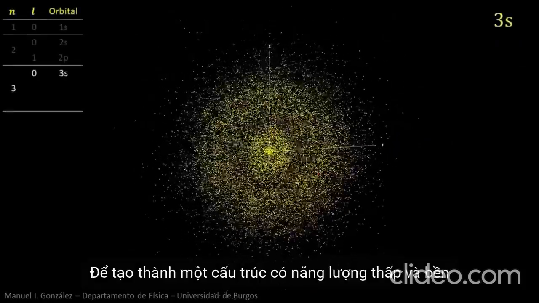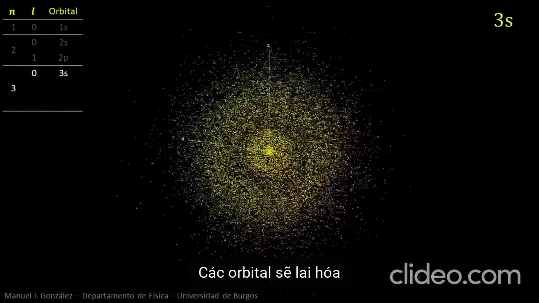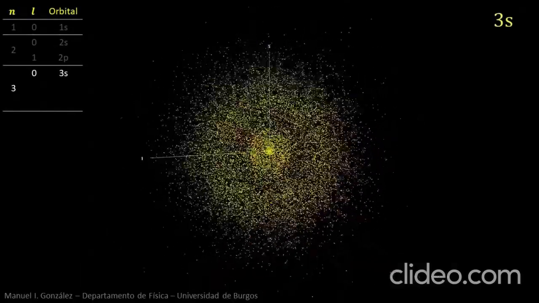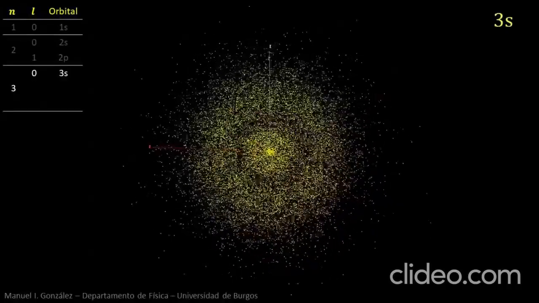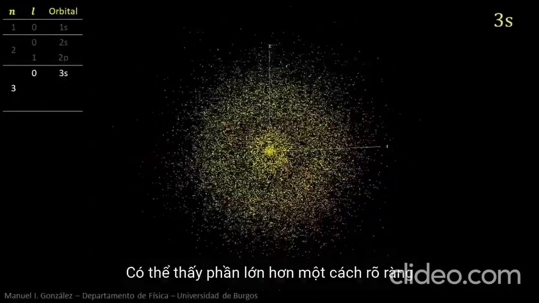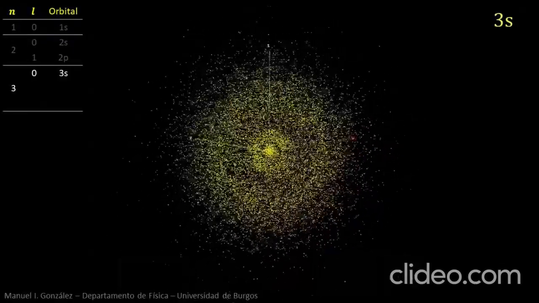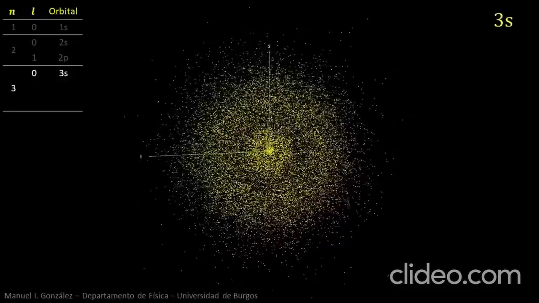The third energy level allows 3 different Ls. Again, 3s orbital corresponds to orbital quantum number 0. It has 2 radial nodes. The outer one is clearly visible in this scene. The inner one is hidden by the surrounding cloud.